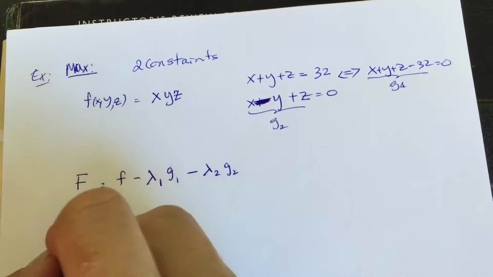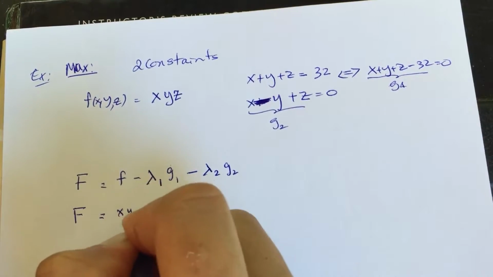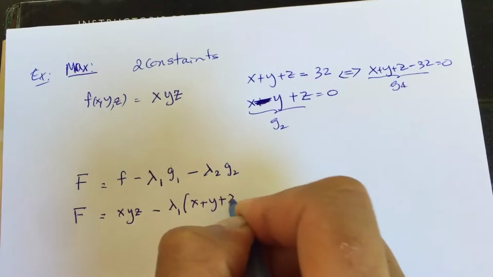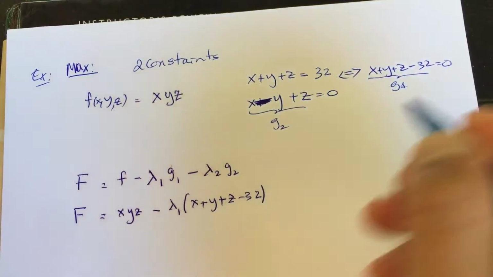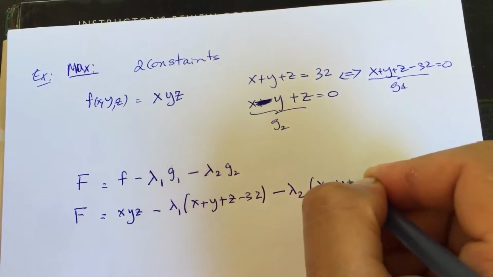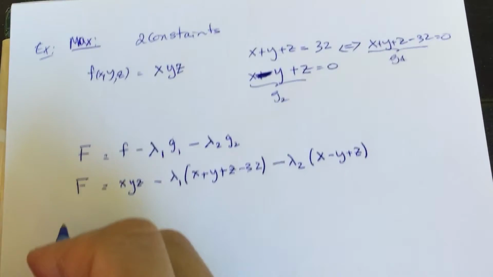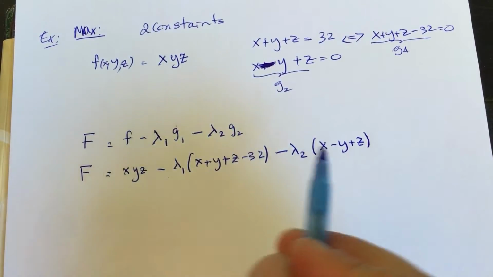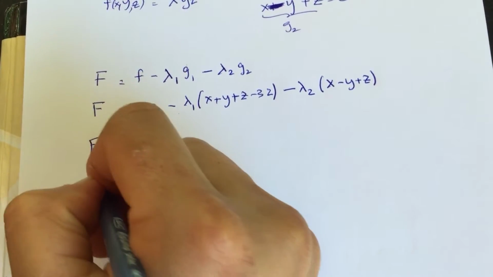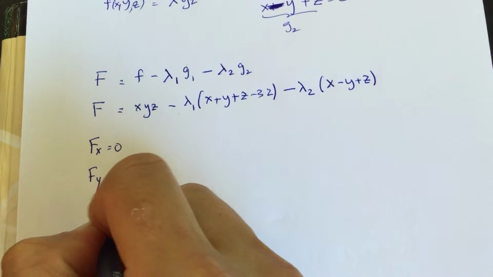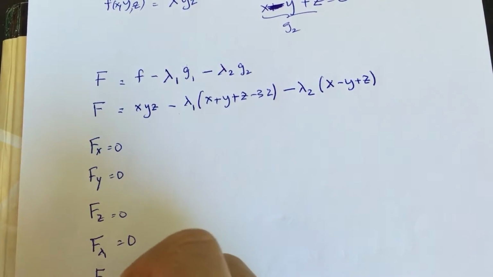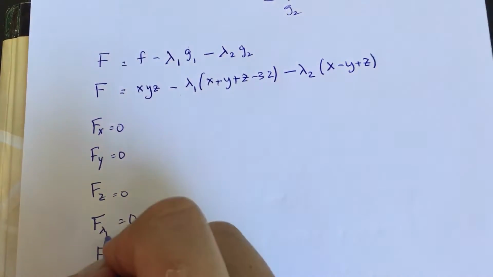That means your capital F must be xyz minus lambda 1 times (x plus y plus z minus 32), this is your g1, minus lambda 2 times (x minus y plus z). This is your new function. Now you not just have x, y, and z, but also lambda 1 and lambda 2. That means you have to show the following: F sub x equal to 0, F sub y equal to 0, F sub z equal to 0, F sub lambda 1 is equal to 0, and F sub lambda 2 is equal to 0. Each one of those has to be satisfied.